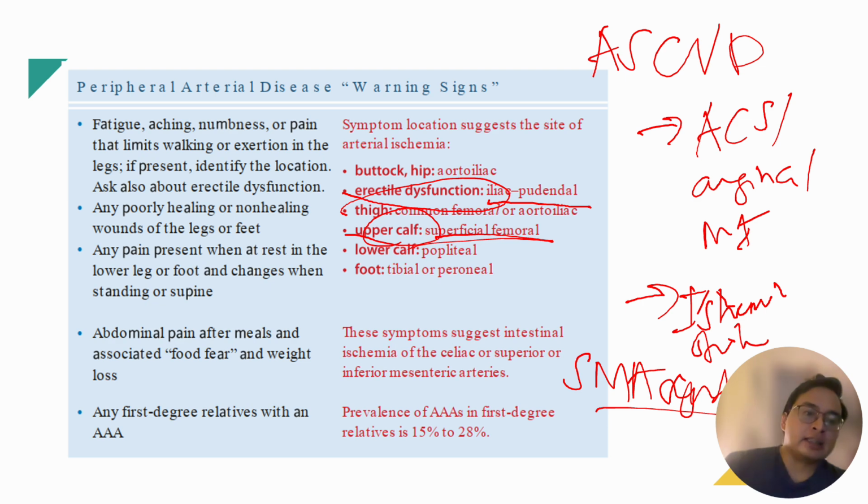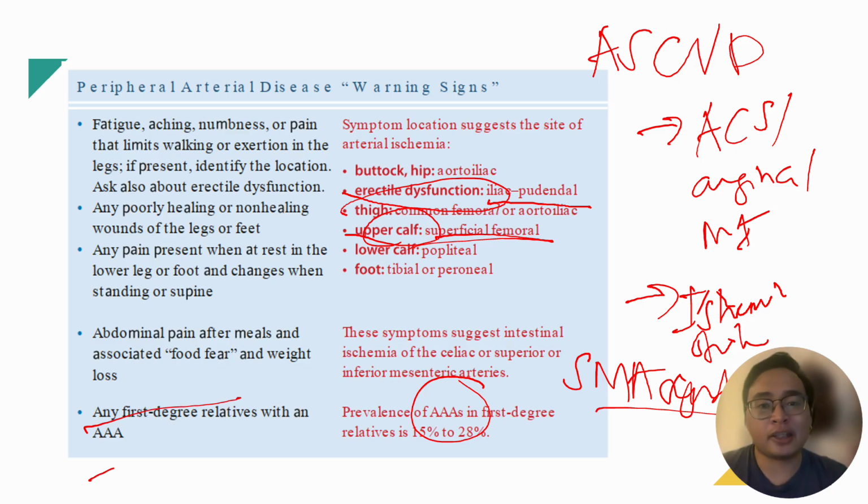Okay. Lastly, the abdominal aorta itself may be involved. And here we have abdominal aortic aneurysm. And your risk for abdominal aortic aneurysm increases if you have any first-degree relatives with this condition. So it's partly hereditary or genetic as well.